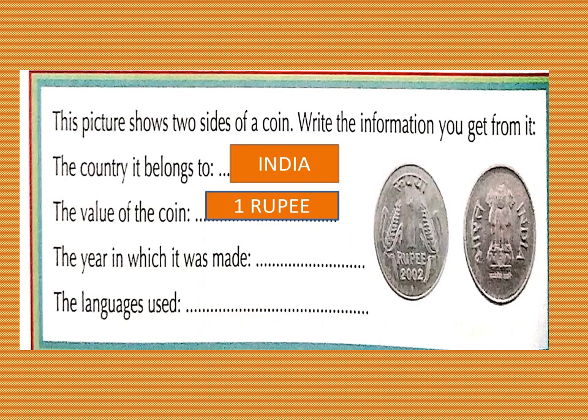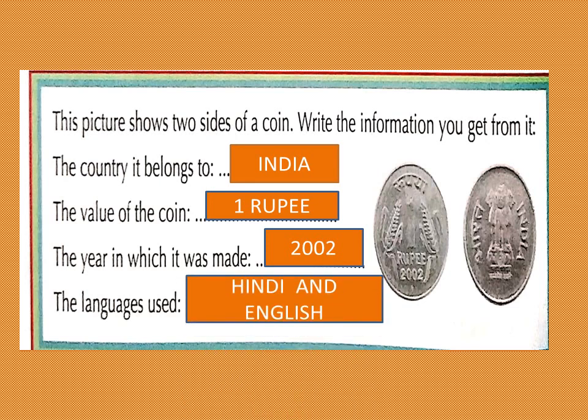The year in which it was made. The coin shows that it was made in the year 2002. So you will write down that only, 2002. Next one is the languages used. Can you see there are two languages in which some words are written on the coin. The first language is Hindi and the second language is English. So we will write down Hindi and English. Clear? So that's all about the fill in the blanks. You will do it in the book. Next one. Let us start the chapter now.